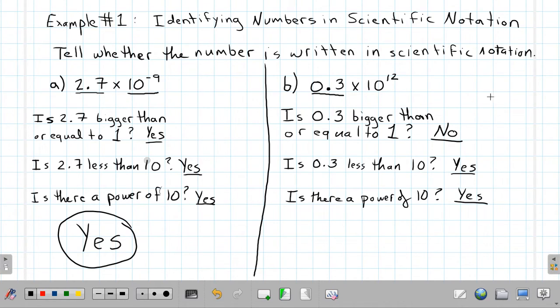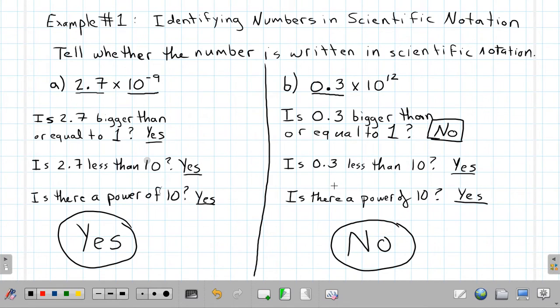0.3 is less than 10. But since 0.3 is not bigger than or equal to 1, this whole thing is not in scientific notation. So the answer here is no. One way you can think about it is if you ask these three questions, if any single answer to a question is no, it only takes one, then the number is not in scientific notation.